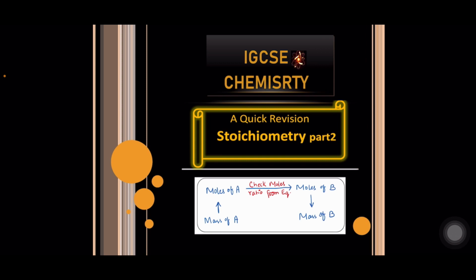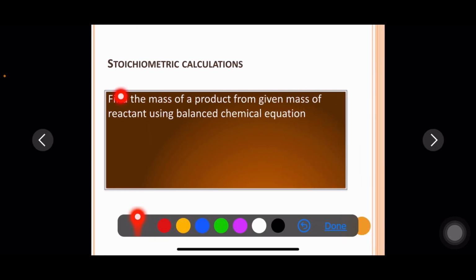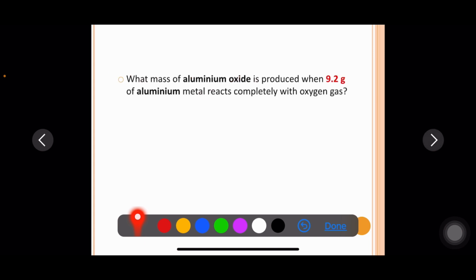In this lesson we are going to learn stoichiometric calculations: how to find the mass of the product from a given mass of the reactant using a balanced chemical equation. For example, there is a question: what mass of aluminium oxide is produced when 9.2 gram of aluminium metal reacts completely with oxygen gas? It means we have to find out the mass of the product, and the mass of the reactant is given.